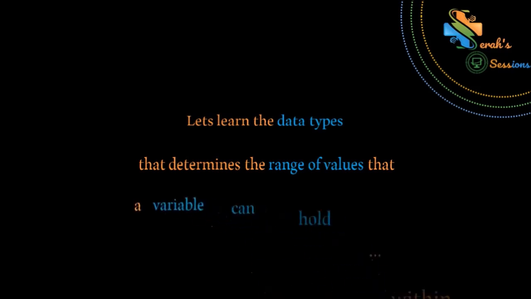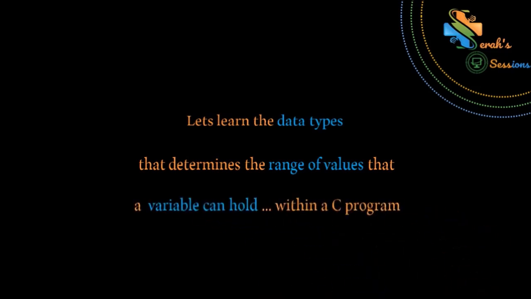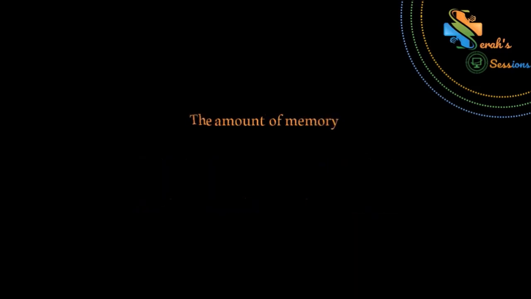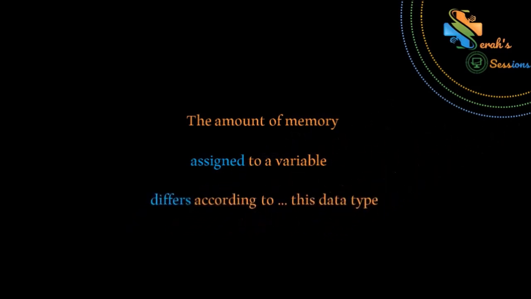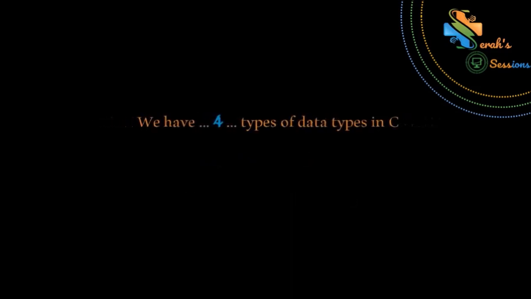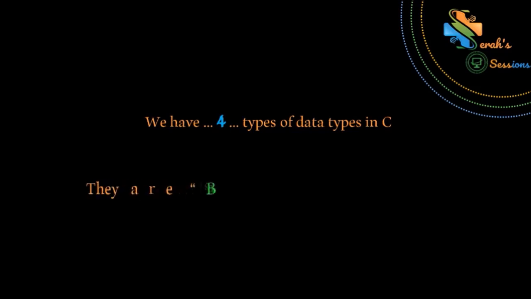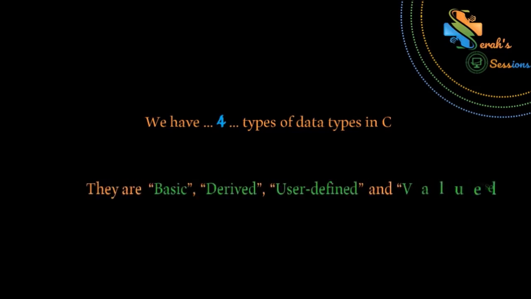Let's learn the data types, the determinate range of values that a variable can hold within a C program. The amount of memory assigned to a variable differs according to its data type. We have four types of data types in C. They are basic, derived, user defined, and valueless.